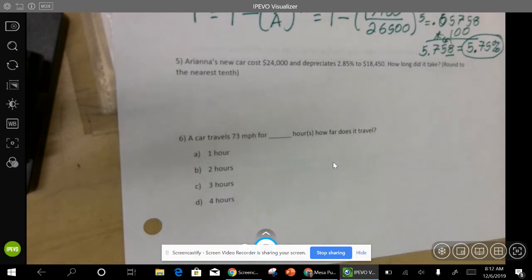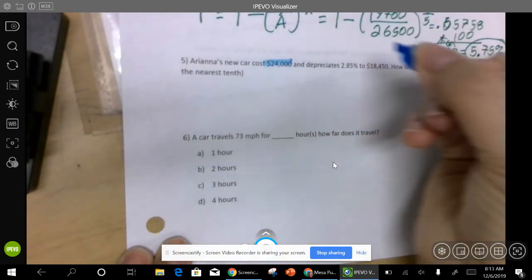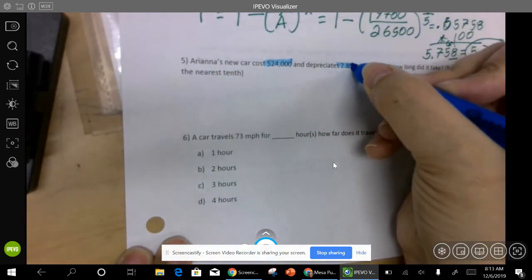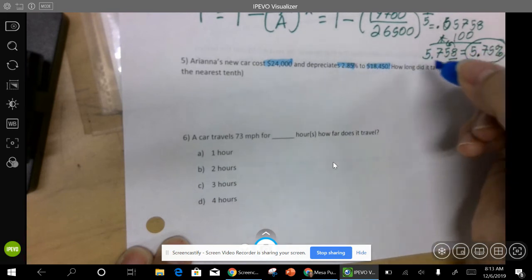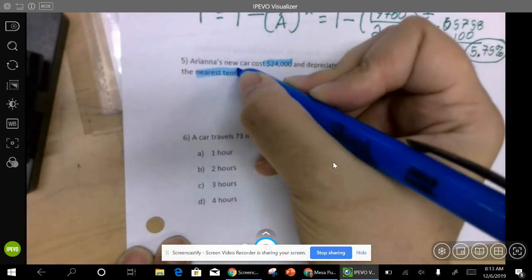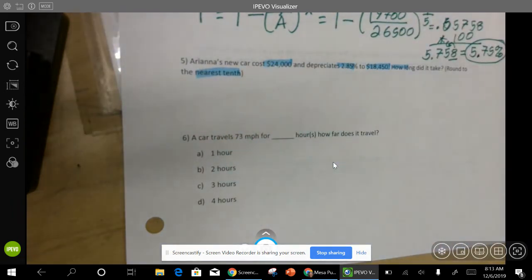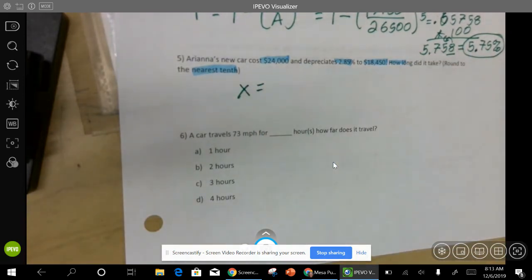Okay, this one says Adriana's new car costs $24,000 and depreciates at 2.85% to $18,450. How long did it take? It says round to the nearest tenth. How long means, everybody, we are solving for x, so we are going to use that formula. Remember I said this is where you need to make your note card, because you want to make sure that you have that formula in there.